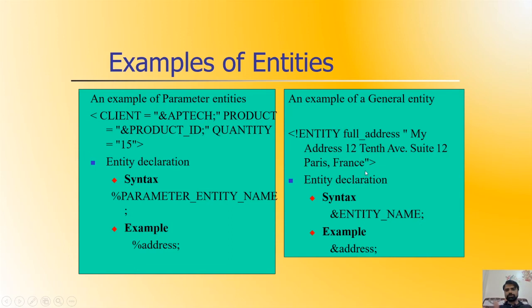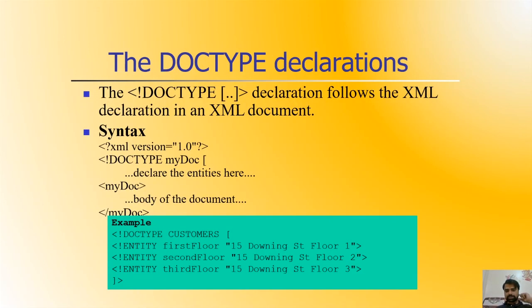So I'll demonstrate an example. Let's see how we should declare a doctype. First you declare an XML version, standalone, and encoding is optional. Then your doctype declaration, all the entities, all the elements, PCDATA or CDATA.